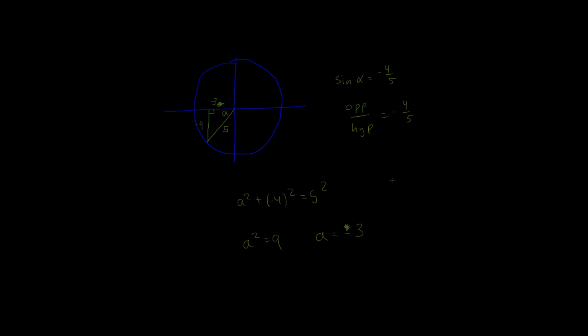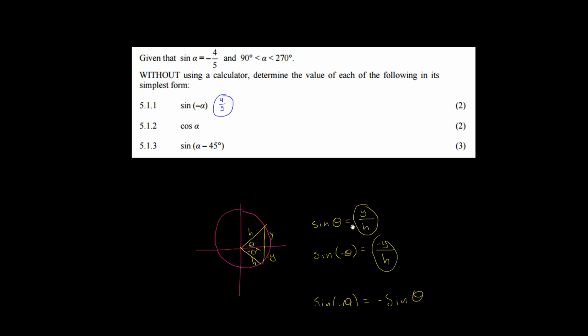And now, what's cosine? Cosine is adjacent over hypotenuse. So our adjacent side is negative 3. Our hypotenuse is 5. So our cosine is negative 3/5.